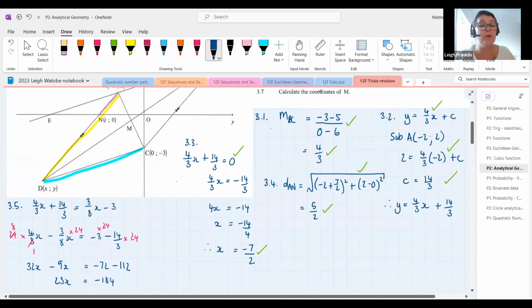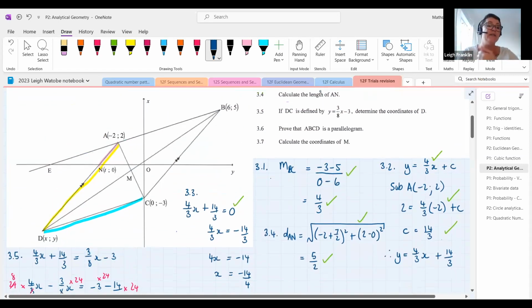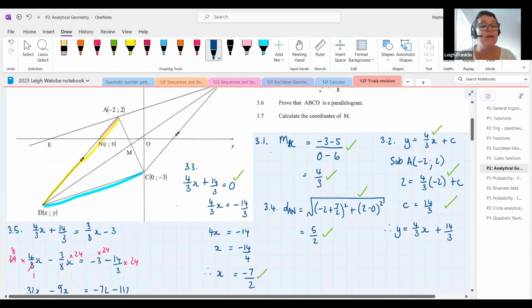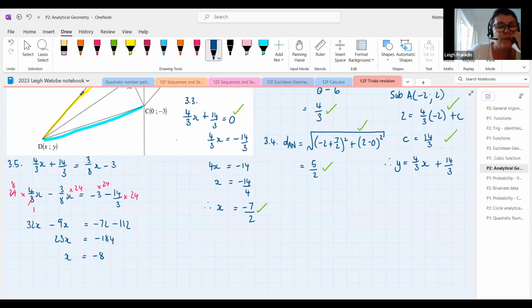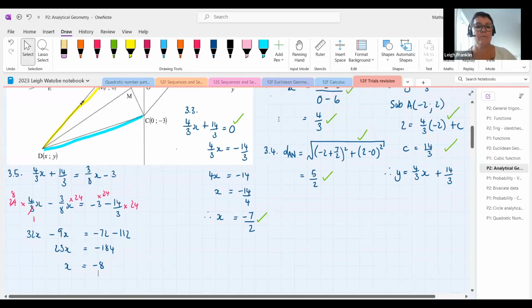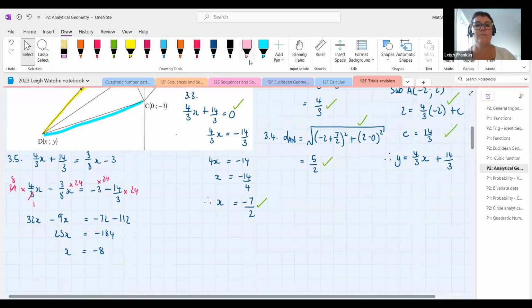And of course, if we go back and we look at the diagram, we can see that D is a point in the third quadrant. So we were expecting a negative x and a negative y. How would we work out what the y coordinate is? How would we work out the y coordinate? Exactly. So substitute into either equation.